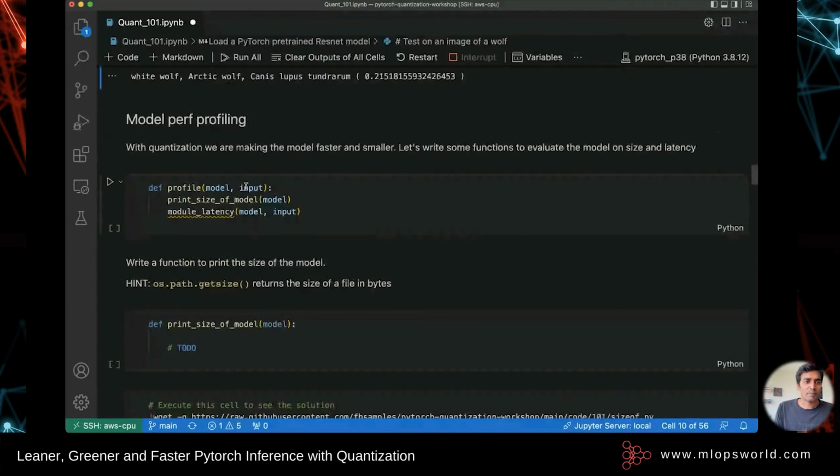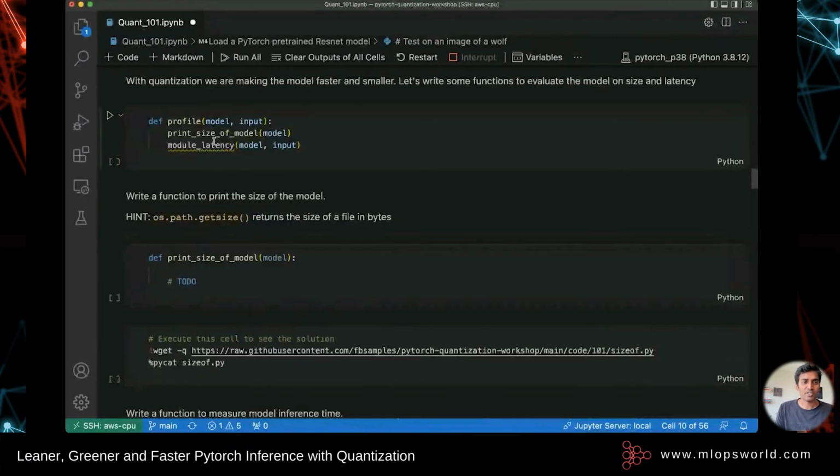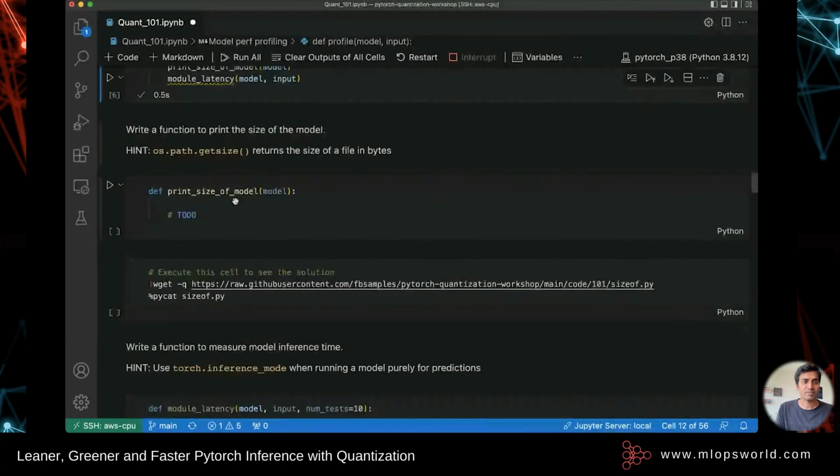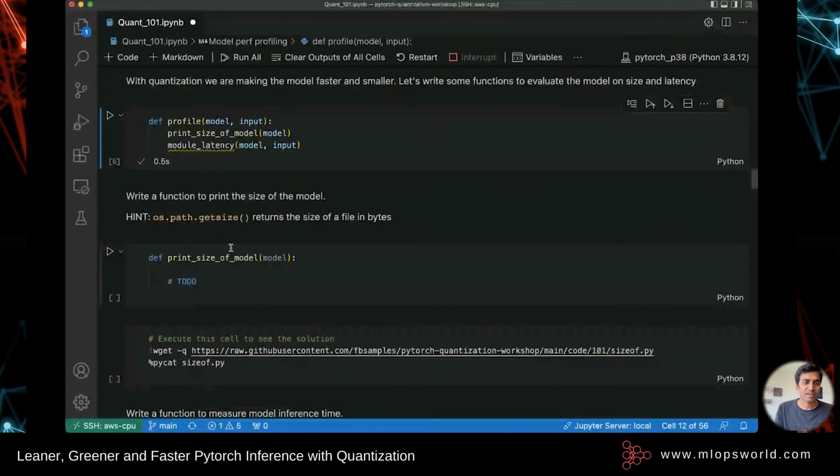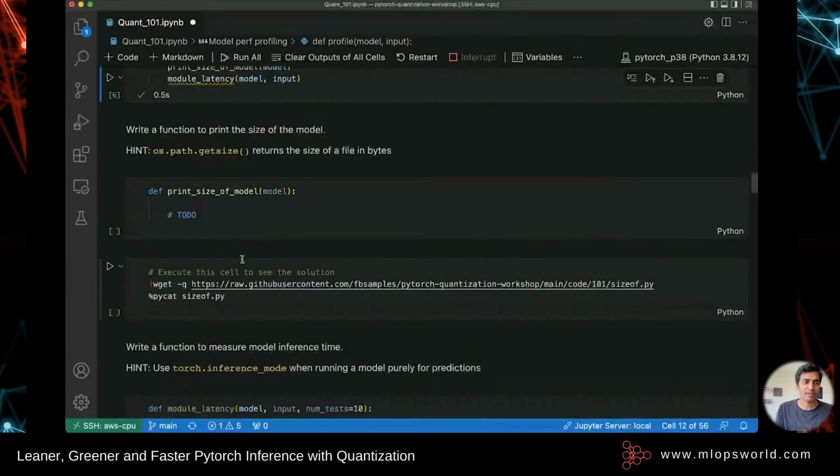So what's really important to us is making the model faster and smaller. It's leaner. So we just write one helper function for that, and I've defined these. This is the first part of the exercise: how do you actually write a function to print the size of the model?